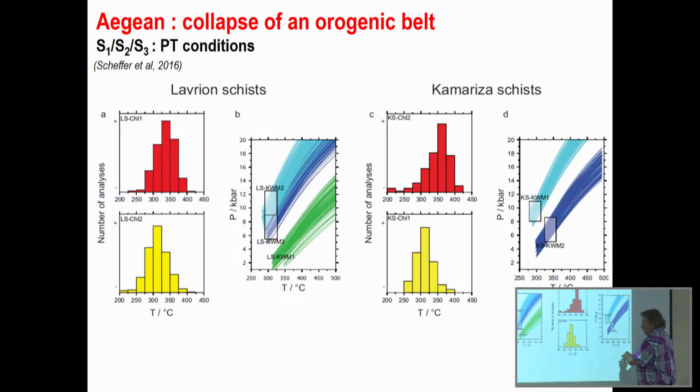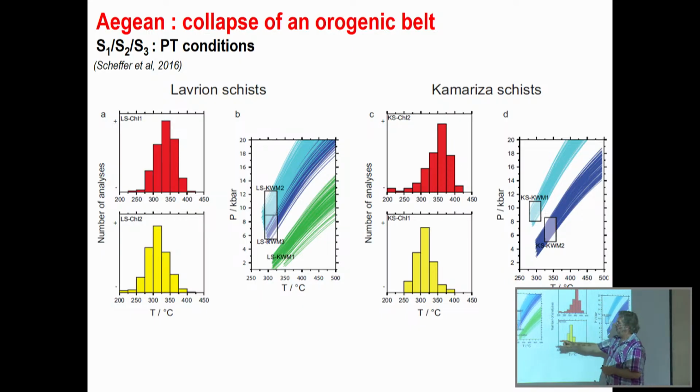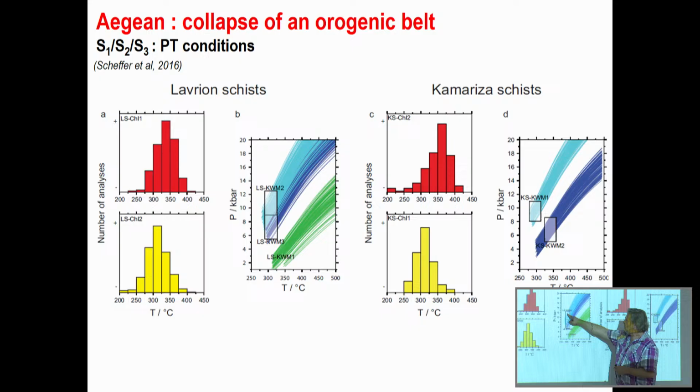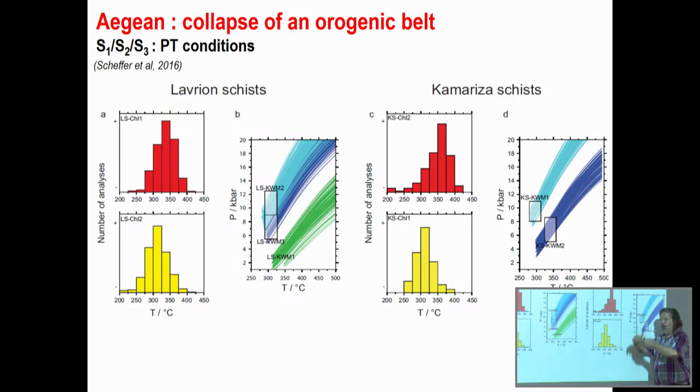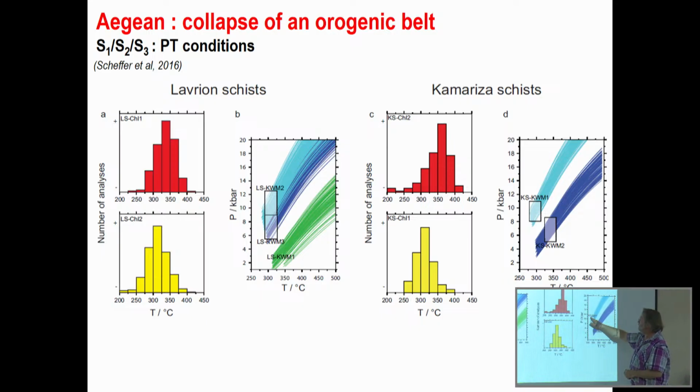For the green schist facies, so the bottom unit, there you see a clear increase in temperature going from S2 to S3. That's S3. So there's a clear increase in temperature. So there we are in business. S1, S2, slight decrease in temperature with decrease in pressure. That's at the higher structural level. And at the lower structural level, from S2 to S3, increase in temperature with decrease in pressure.